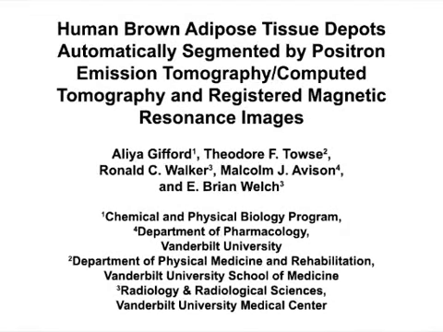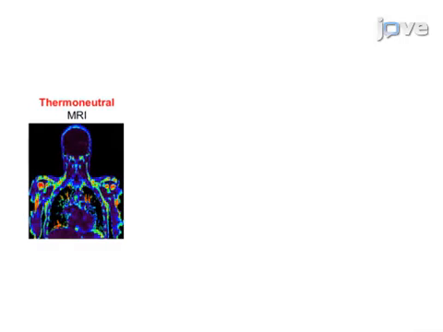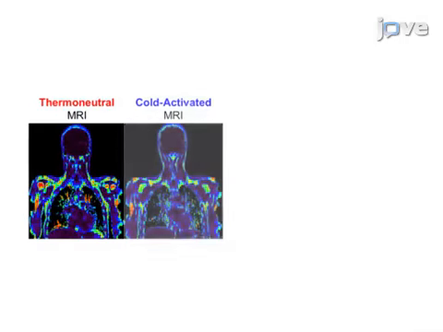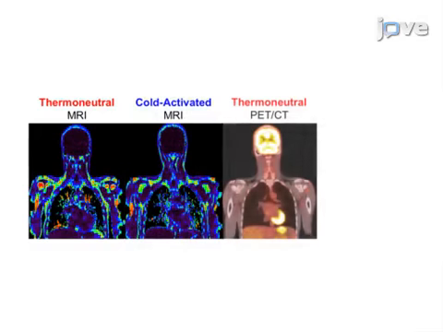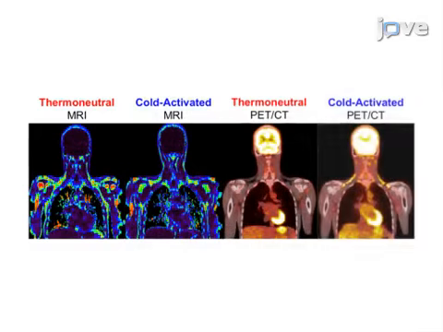The goal of this procedure is to use both thermoneutral and cold-activated PET-CT to automatically segment depots of brown adipose tissue and apply to co-registered MRI scans of the same subject. This is accomplished by first acquiring both thermoneutral and cold-activated MRI and PET-CT scans on the same subject.